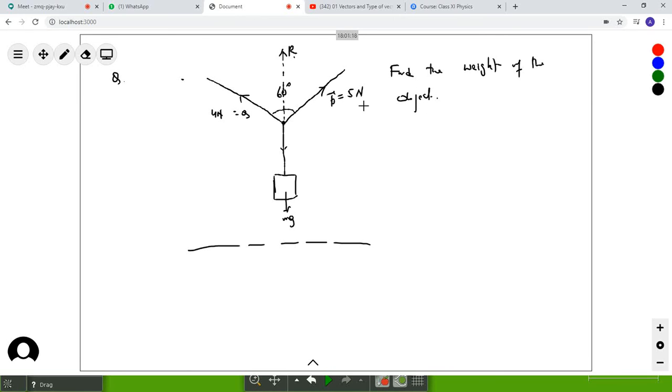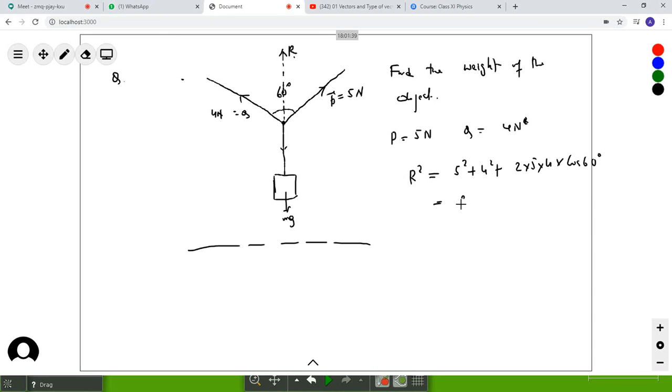How will you do it? Let us see. P is given as how much? 5 Newton. Q is given as how much? 4 Newton. So using the parallelogram law, what can I write? R square would be equal to 5 square plus 4 square plus 2 into 5 into 4 into cos of, how much is the angle?